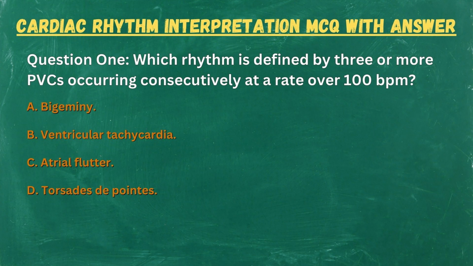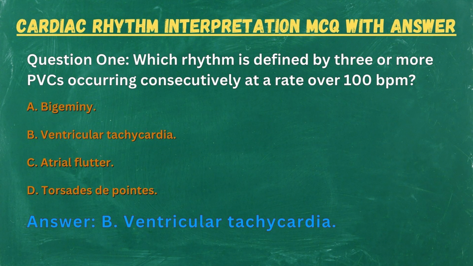Question 1. Which rhythm is defined by 3 or more PVCs occurring consecutively at a rate over 100 BPM? A. Bigeminy. B. Ventricular tachycardia. C. Atrial flutter. D. Torsade de pointes. Answer: B. Ventricular tachycardia.